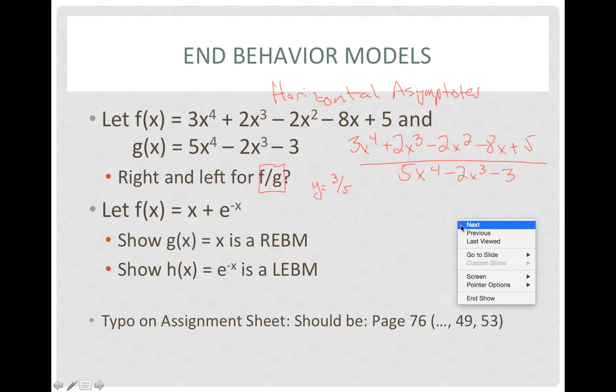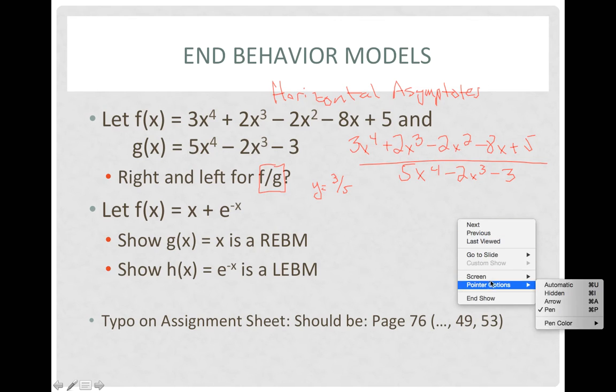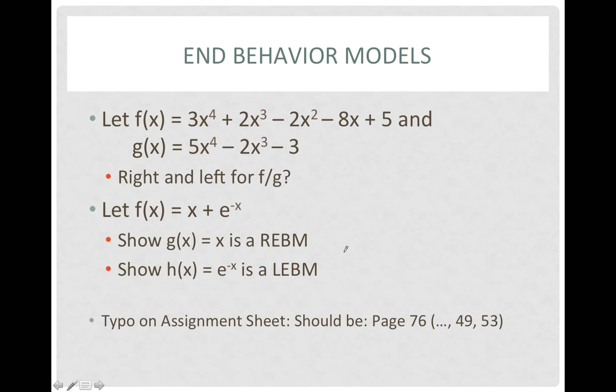All right, so let's see if we can do that. Come on here, erase pen. In order to be a right end behavior model, we need to look at the limit as x approaches infinity of f of x over g of x. And we're going to do like we did before.